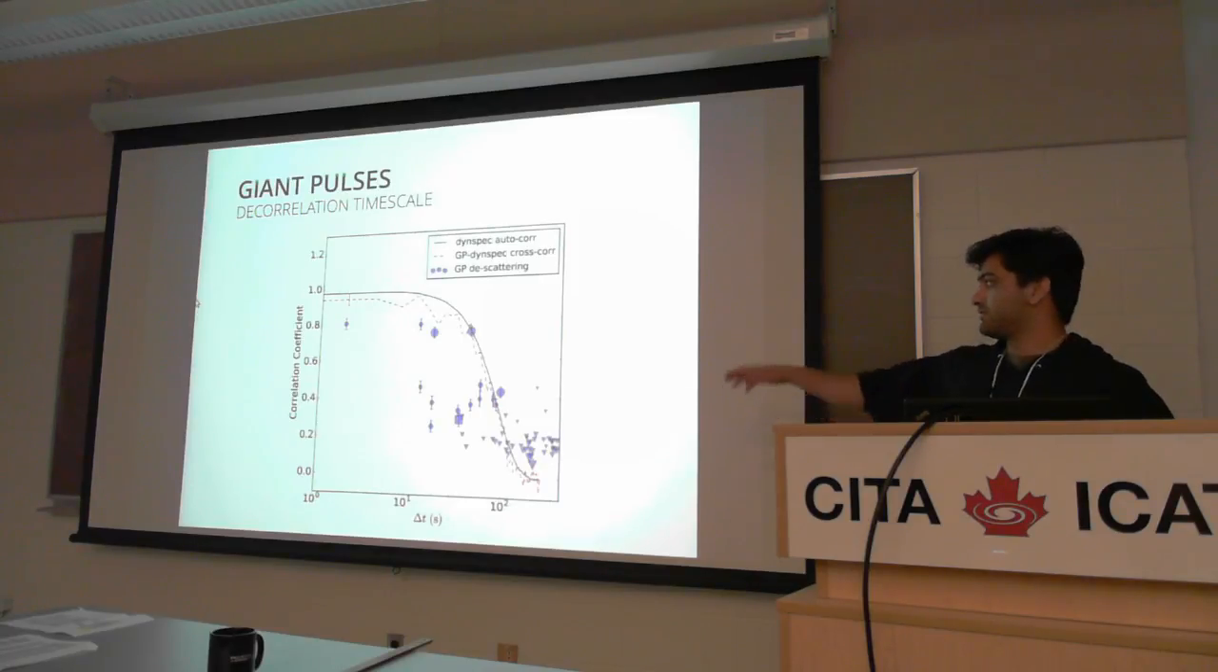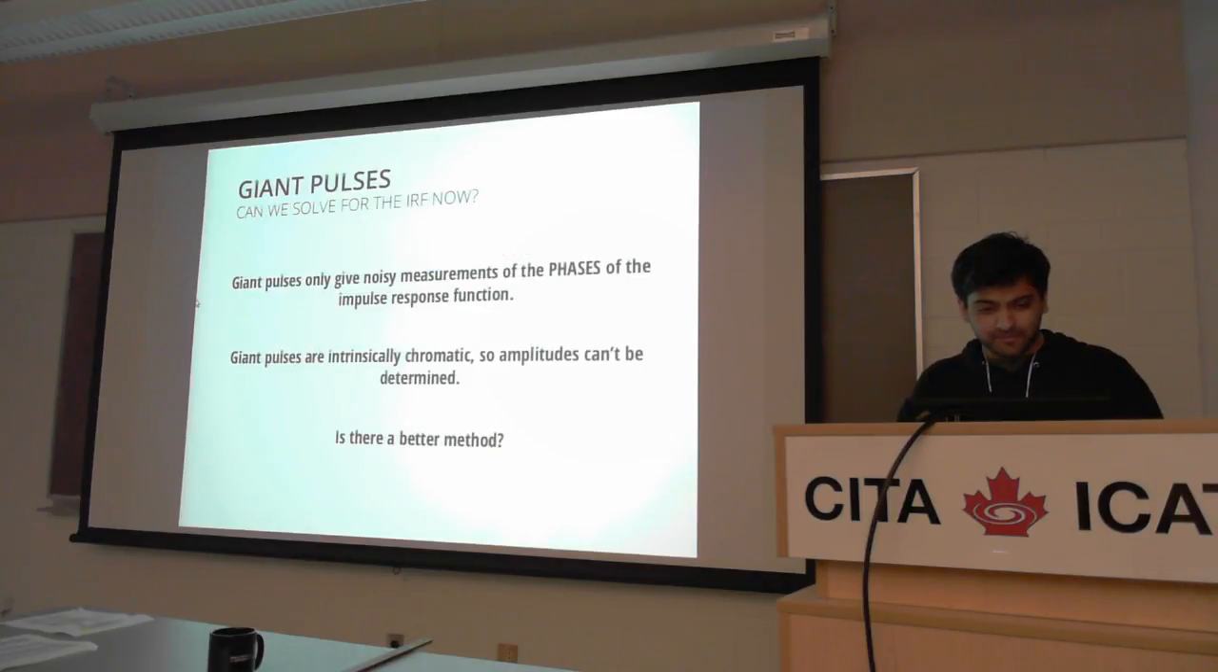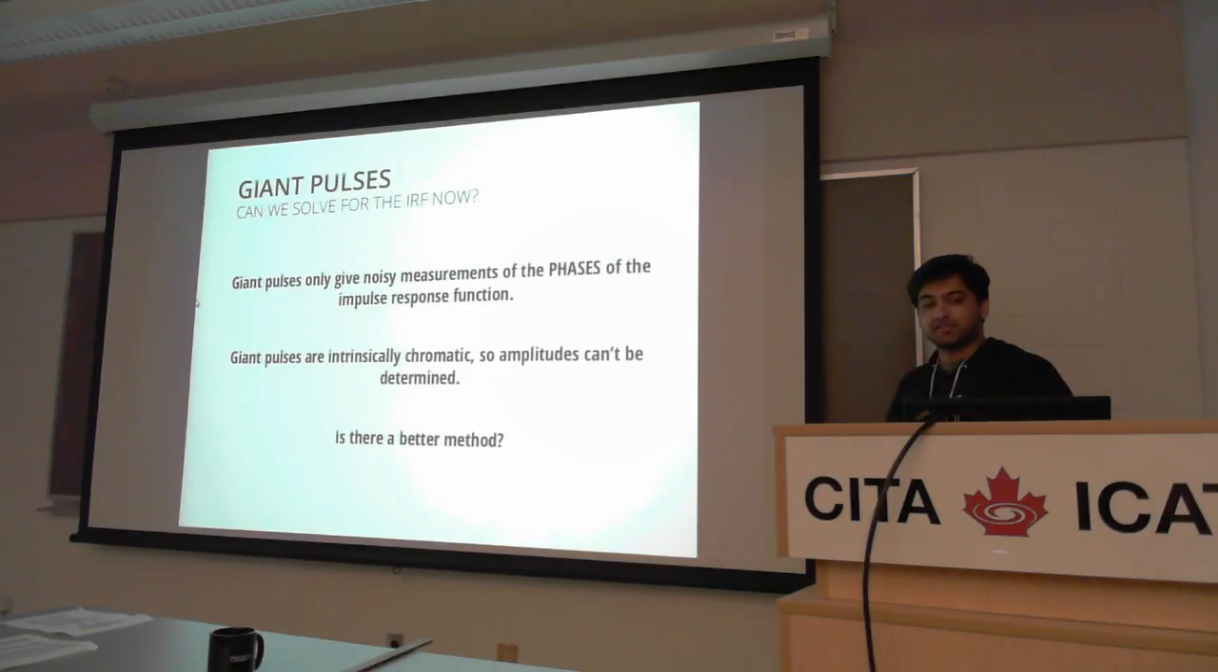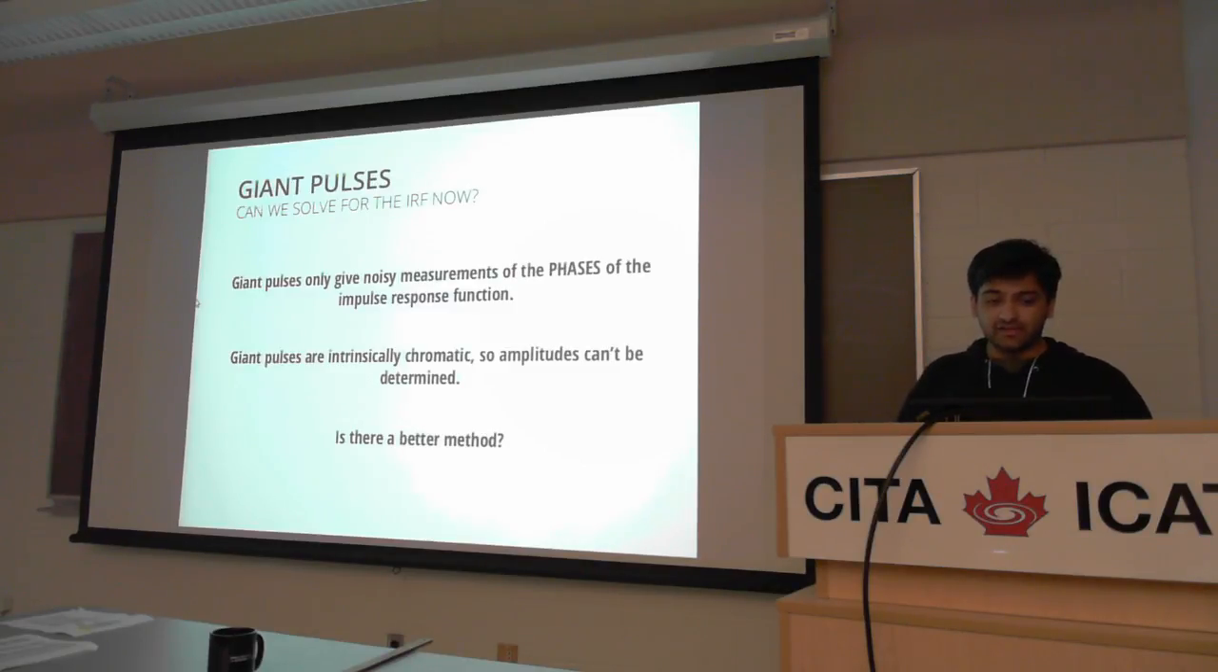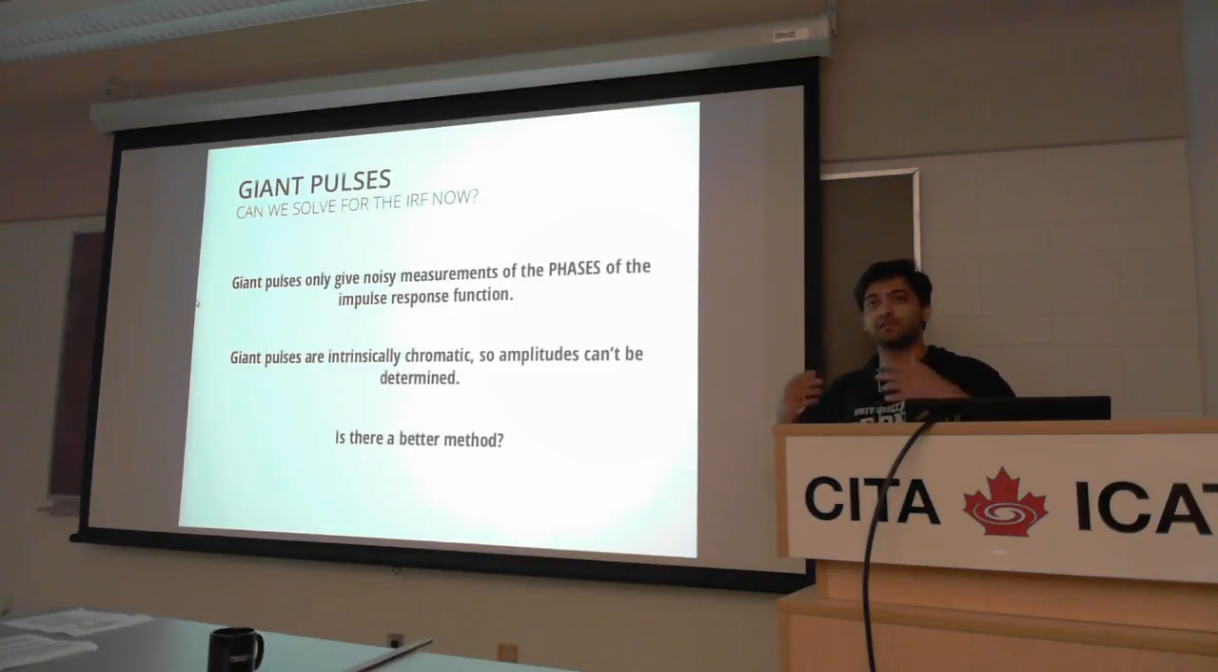Although the correlation coefficient is much less because giant pulses have random structures in them. Okay, but giant pulses give noisy measurements of phases because, well, there's noise. And giant pulses are intrinsically chromatic, so we can't determine the amplitudes. So can we do something better?